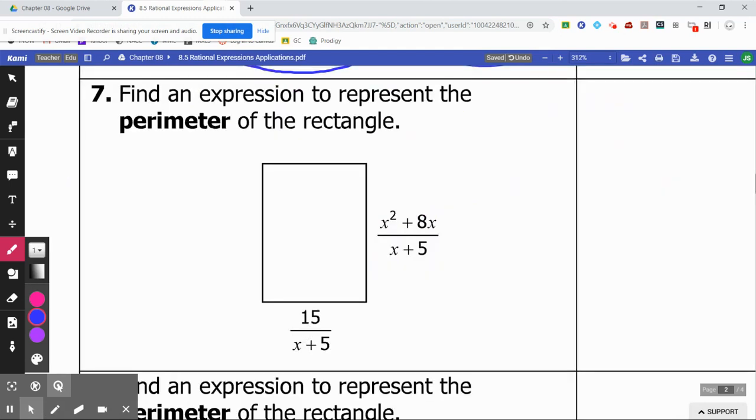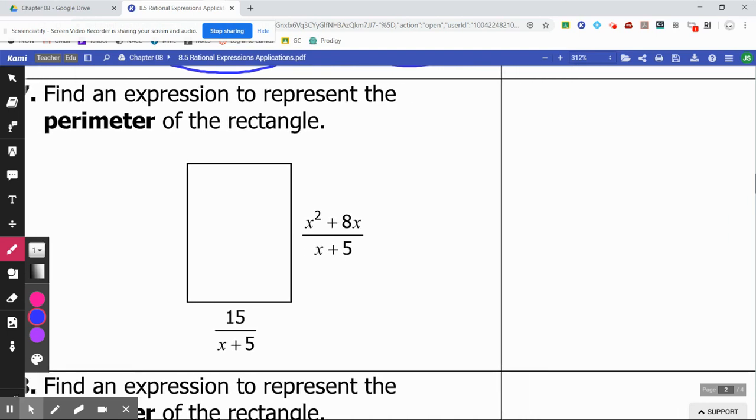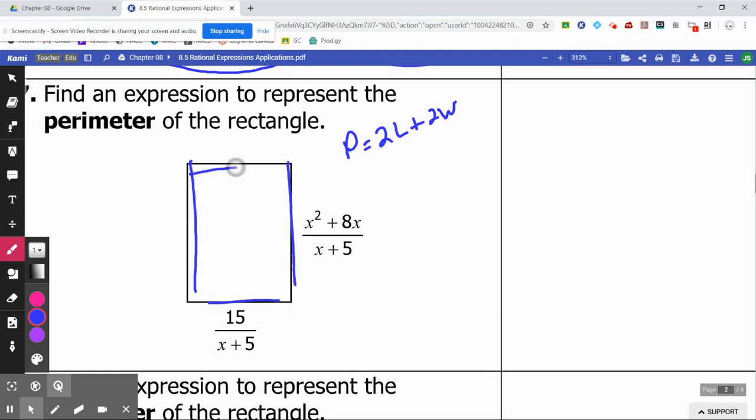Okay, number 7 says find an expression to represent the perimeter. Now here's your perimeter. You can either add up all the sides, that's fine, but when you're dealing with ugly expressions like this, using the actual formula is a little bit easier. The formula says that you can find the perimeter of a rectangle by doing 2L plus 2W. Why? Because there's 2 of these and there's 2 of these.